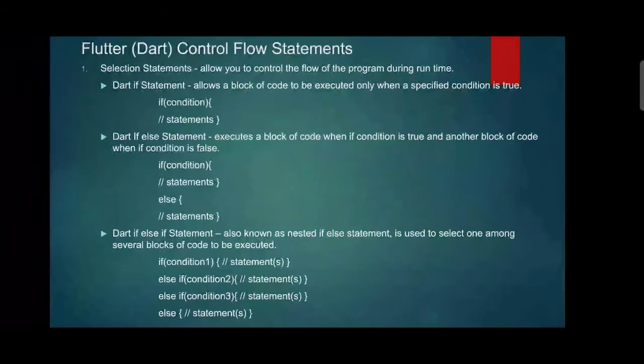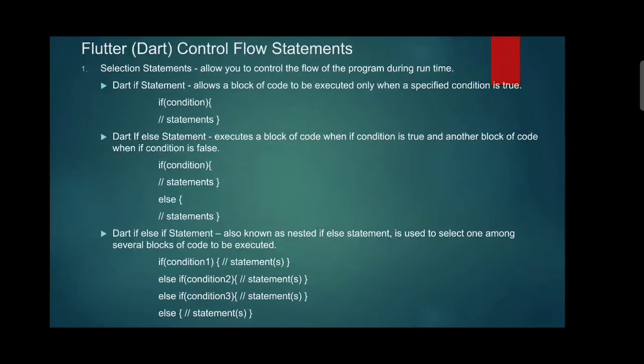In Dart, control flow statements are used to alter, redirect, or control the flow of program execution based on the application logic. One we have here is the if statement, which allows a block of code to be executed when a specified condition is true. So we have here if, then the condition, and then the statement. Next is the if-else statement. It executes a block of code when the if condition is true and another block of code when the if condition is false. So we have here if, then the condition, inside the condition we have the statements, then else, and then the statements.